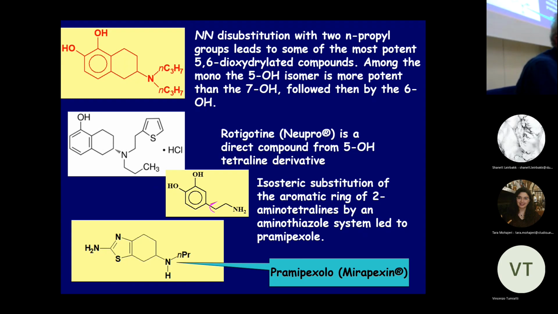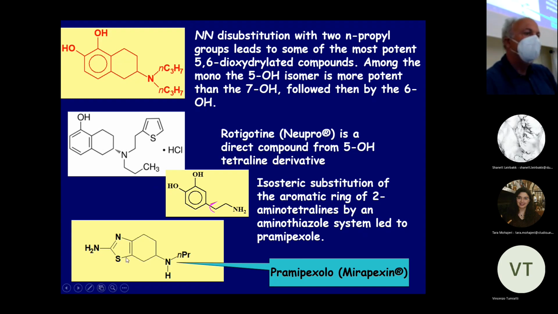Why? Because we have to increase the lipophilicity of the compounds in order to increase its crossing of the blood-brain barrier, the entrance, the influx of this compound inside the CNS. So, rotigotine derived directly from the observation of the aminotetralines with the addition of an aromatic ring on the nitrogen atom.